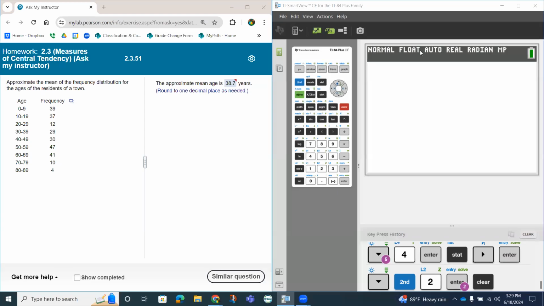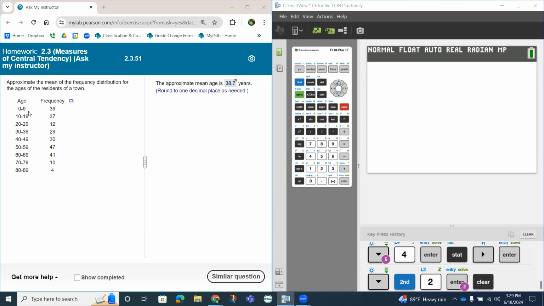So using the TI-84 calculator to approximate the frequency distribution for the mean. So approximate the mean of a frequency distribution. I'm going to look at an example shared by a student. So to approximate the mean, notice how we have these class widths.